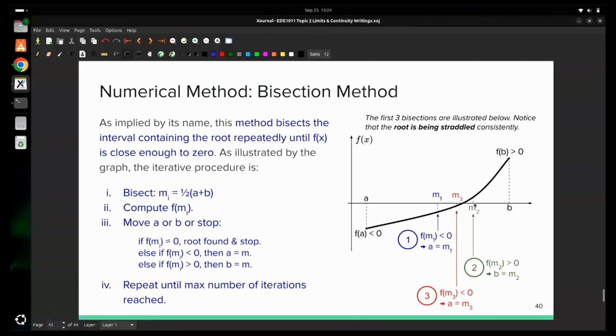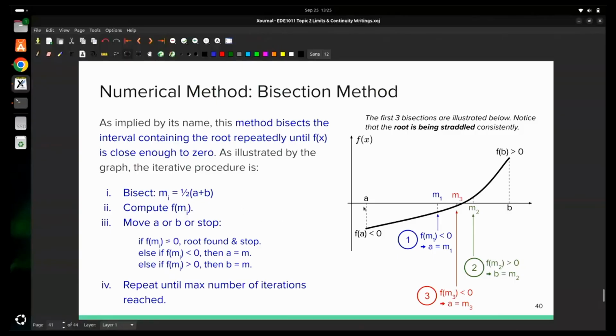You get m2. Then you compute f of m2. Now if f of m2 is more than 0, then you move b towards m2. That means you just let b be equal to m2. So you notice what you're doing is continuously cutting the interval by half while straddling the root in the center.